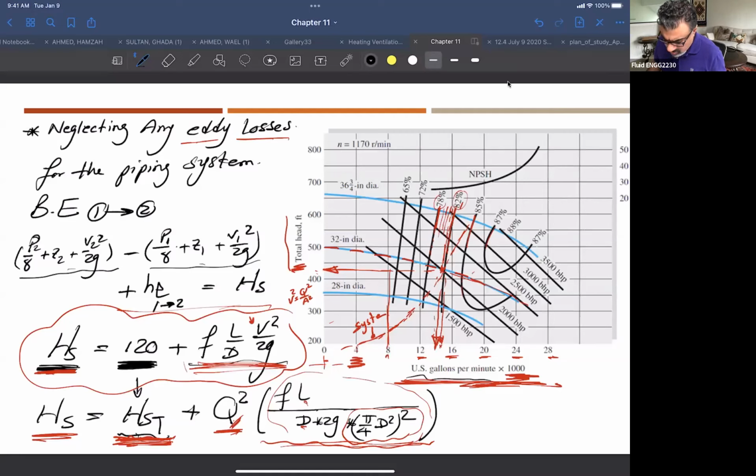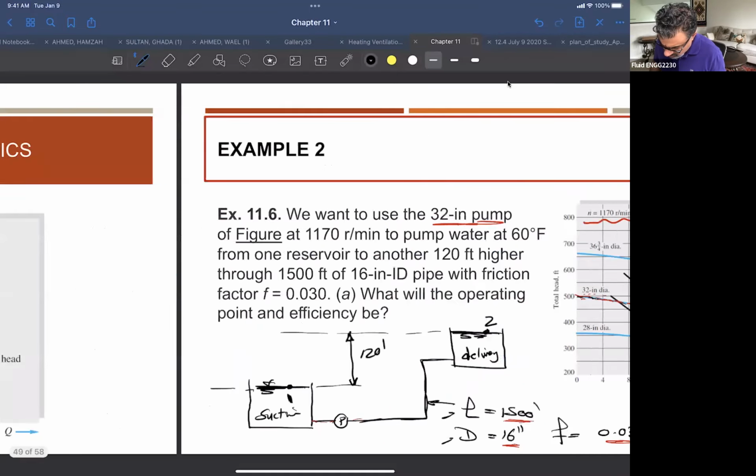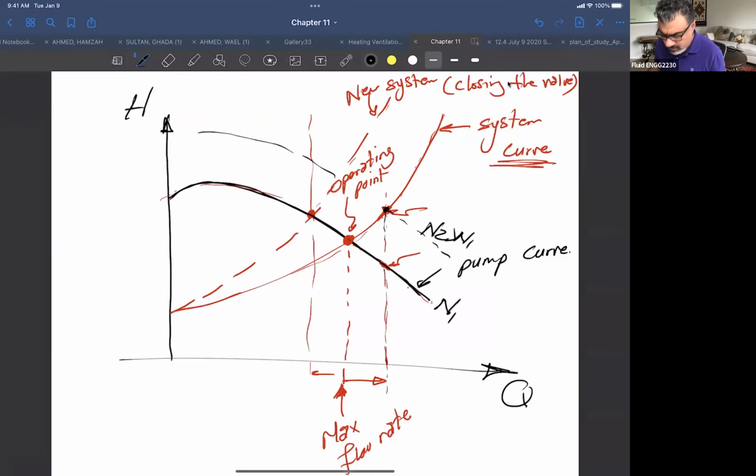When we start talking about how we're going to match the pump with the system, we said we're going to develop something called the system curve. And the system curve, if you remember, we said we're going to plot this system curve with a pump curve and get the operating point, which is the intersection between these two curves, right?